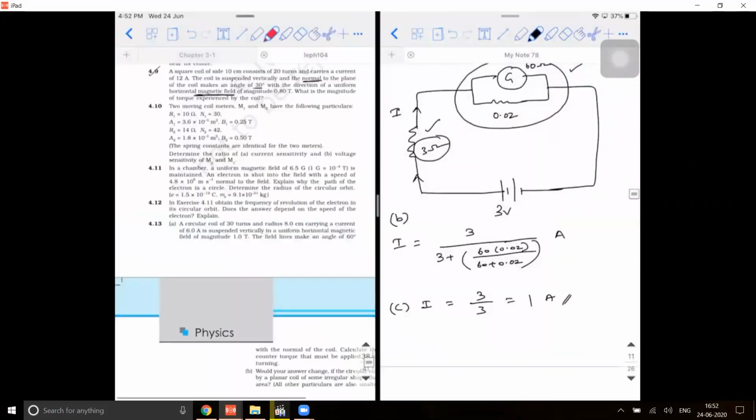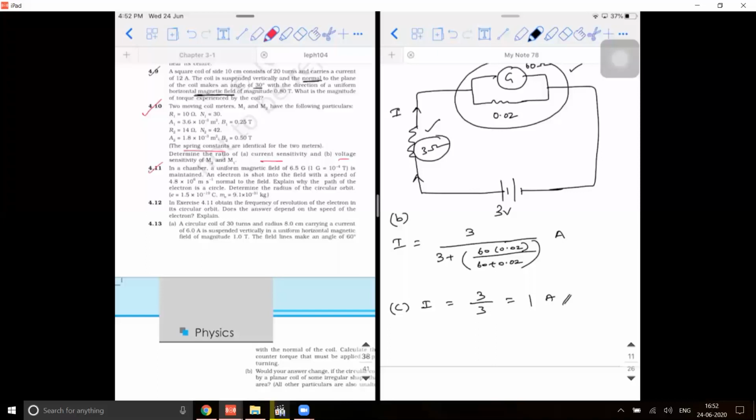This 4.10, you can take it as homework. Since I've already given you the formula, you yourself can solve this, not a big deal. One point to be kept in mind is that the spring constants, meaning the torsional constants, of both the springs are going to be the same. They're asking you to measure the current sensitivity and voltage sensitivity. You know the formula, just apply it. Other things are easy only.